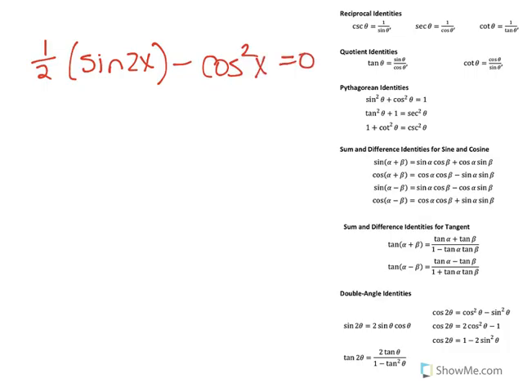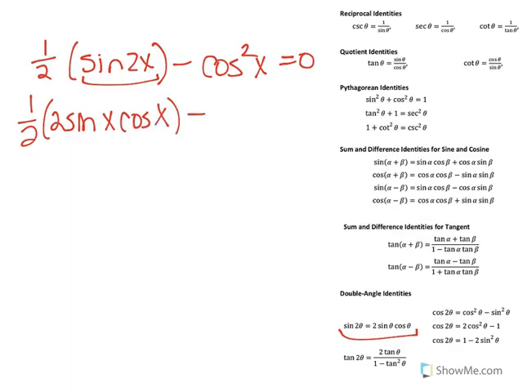Okay, last example. So we're going to solve the equation 1/2 sine 2x minus cos squared x equals 0. So I'm just going to write that out again. Sine 2x minus cos squared x equals 0. Okay, so let's start with changing this double identity. So we have 1/2 times 2 sine x cos x minus cos squared x.